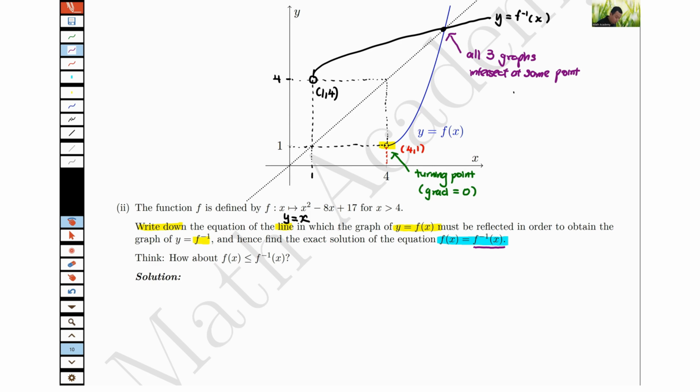Okay, so we should say from the graph. You should mention that you make that observation first. Since y equals f(x), we quote our three graphs intersect at the same point.